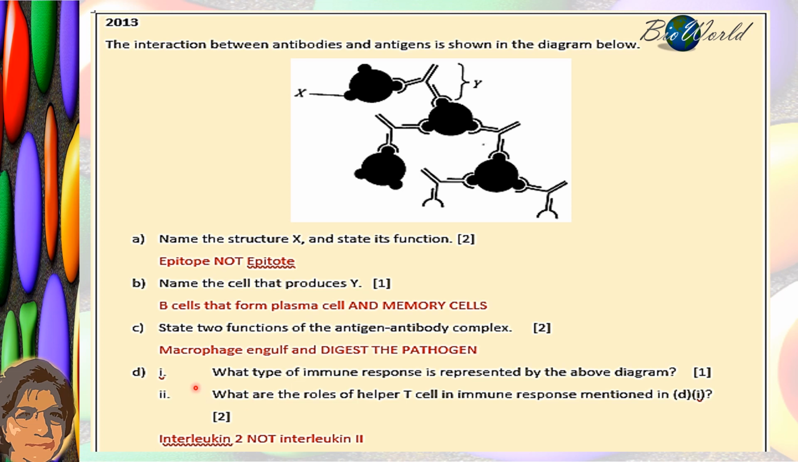Okay, then in D, what type of immune response? So as I mentioned, if it's antigen antibody, you know it's going to be the humoral immune response. And here they ask you the role of the helper T in the immune response mentioned. So, you know, the helper T's function will be to synthesize interleukin 2. Okay, again a reminder, students sometimes write interleukin 2 using the Roman numeral symbol. So please remember, interleukin 1 and interleukin 2 are written using the normal mathematical numbers. So this was 2013. Let's look at the next structure question.